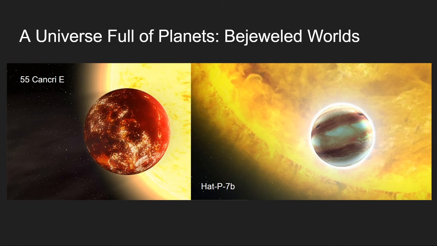And the last two we're going to end with are what I have dubbed the Bejeweled worlds. I just learned about these in my research for this show, and so I unfortunately don't know too much about them. But the one on the left is another super Earth. It's about 9 times the mass of our Earth. And based off of what we think its composition is, it's likely that it is covered in diamonds.